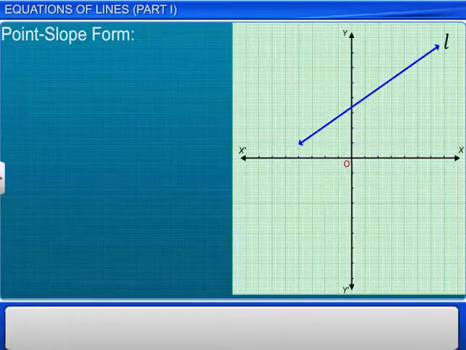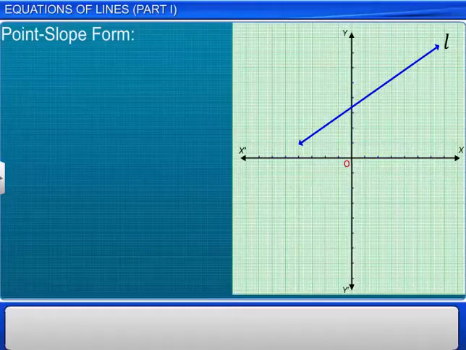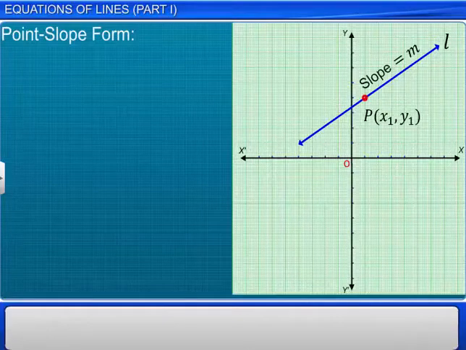The equation of a line passing through a given point and having a given slope can be represented using the point-slope form. Consider a non-vertical line L passing through a given point P (x1, y1). Let m be the slope of line L. Let A (x, y) be any arbitrary point on line L.